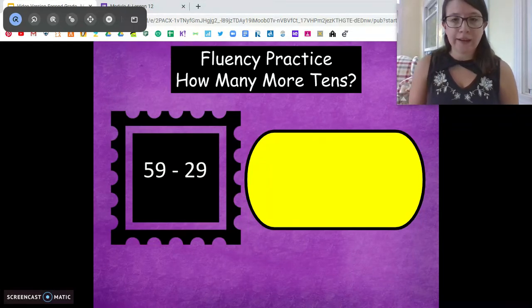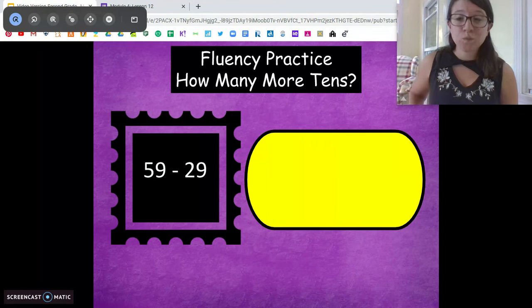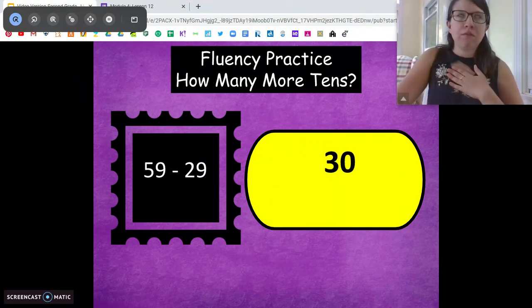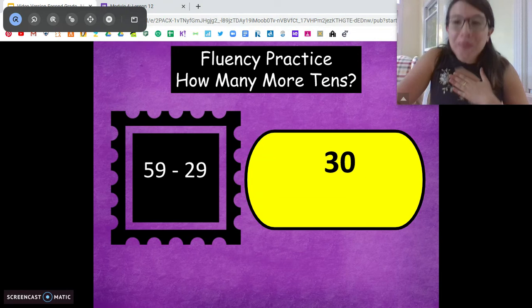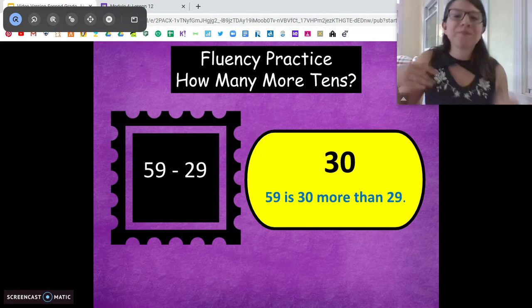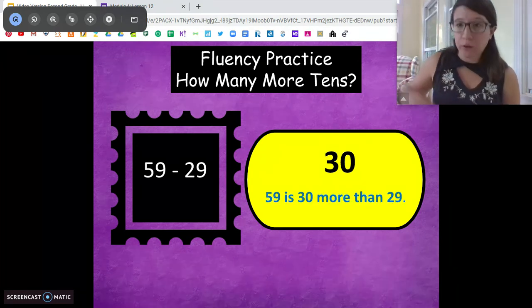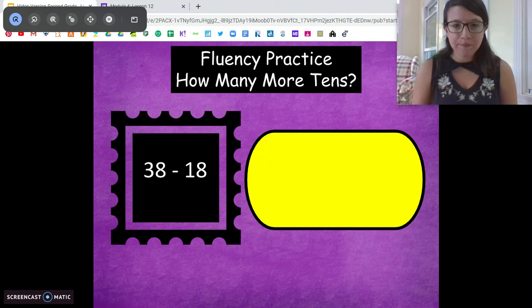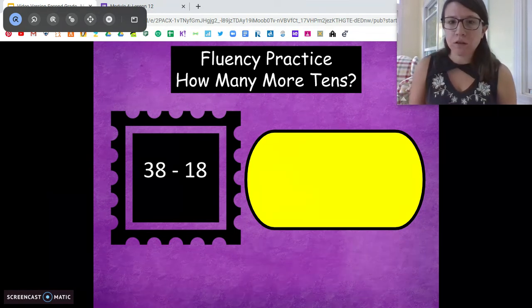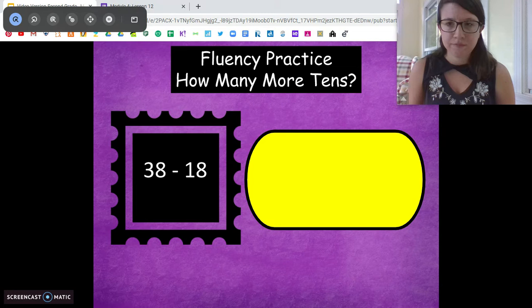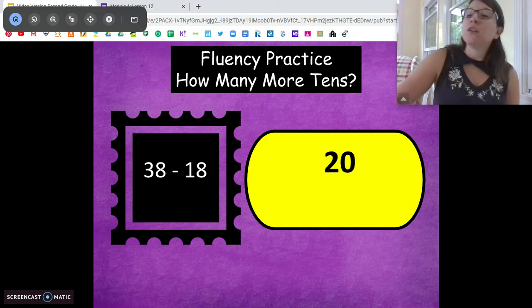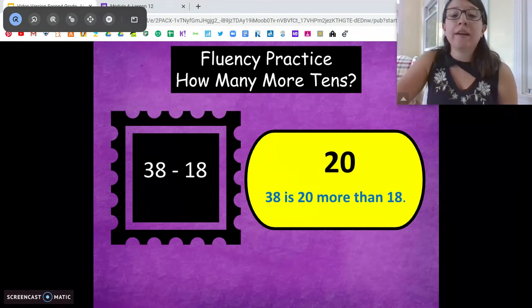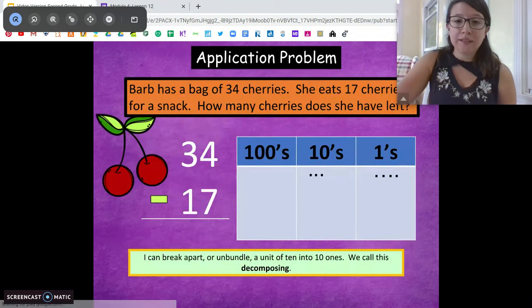59 minus 29. How many more tens? Yeah, it's going to be 7 tens, which equals... Oh, sorry. I was adding. 3 tens, which equals 30. 59 is 30 more than 29. Do another one. 38 minus 18. How many tens, and what does that equal? Yep, 20, 2 tens. And then we can say 38 is 20 more than 18.